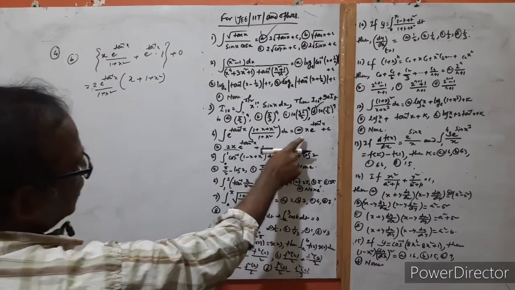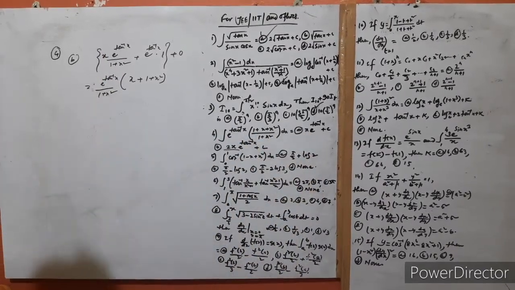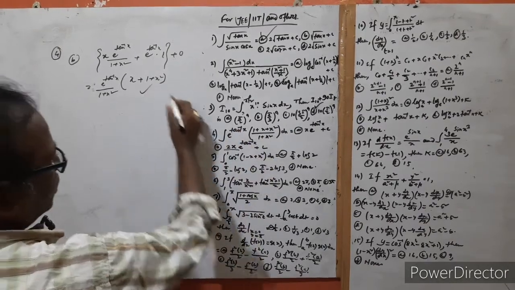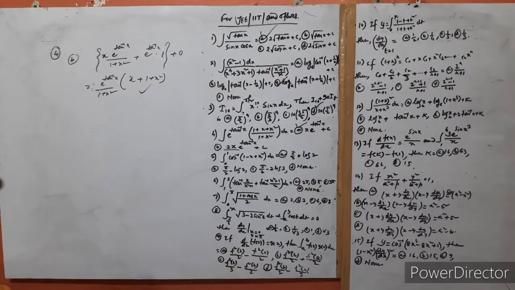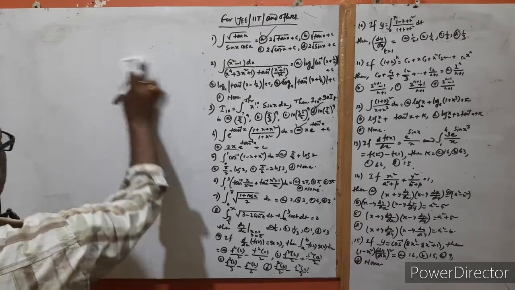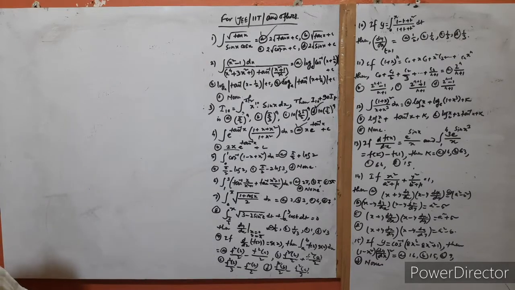So if we differentiate this, then we get the integrand. This is their integrand, so this is option A. Like that, you can solve this problem by this method for MCQ calculation. And now also for question number 5 here.